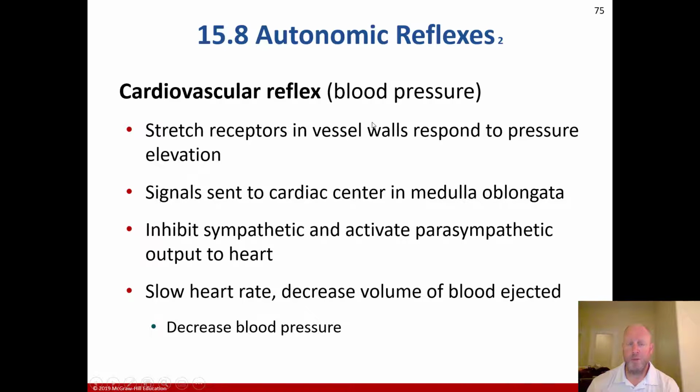Cardiovascular reflex, blood pressure. There's stretch receptors in the vessel walls that respond to pressure elevation. Signals are sent to the cardiac center in the medulla oblongata, and they inhibit sympathetic and activate parasympathetic output to the heart, obviously trying to lower it. They slow the heart rate, decrease the volume of blood ejected, and decrease blood pressure.